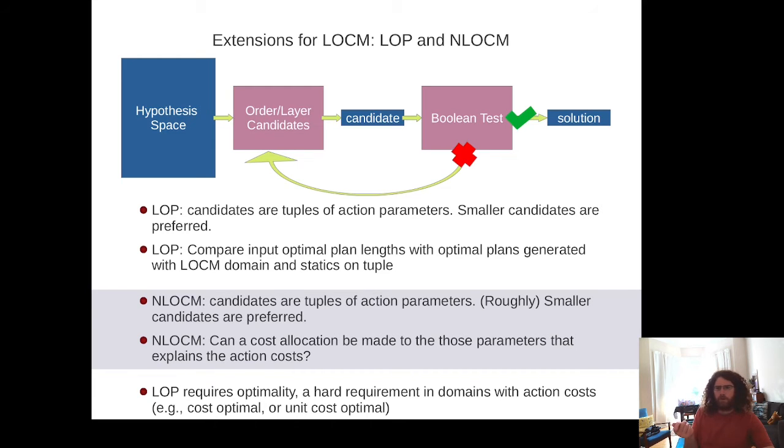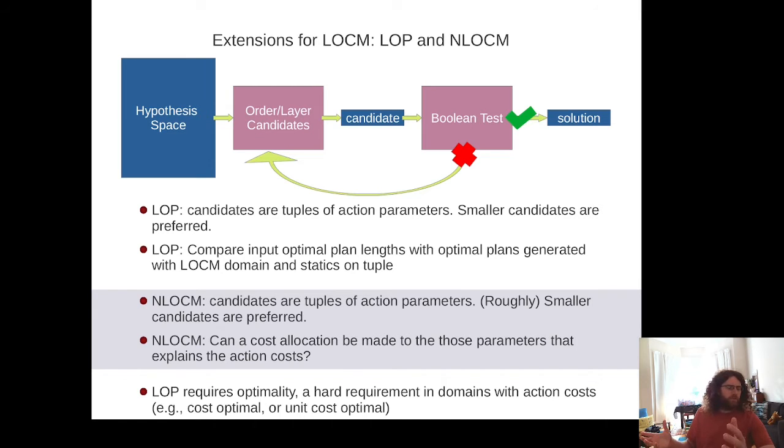In the case of LOP, the candidates were tuples of action parameters, and the Boolean test starts from optimal plans, and then each of your candidates is tested on the same problems. You use them to solve the same problems, and if they're able to solve the problem in fewer actions, then you know you're missing a constraint, and so the test fails. So LOP requires optimality, which is difficult.